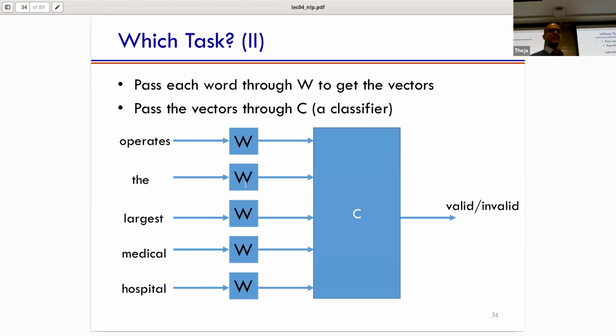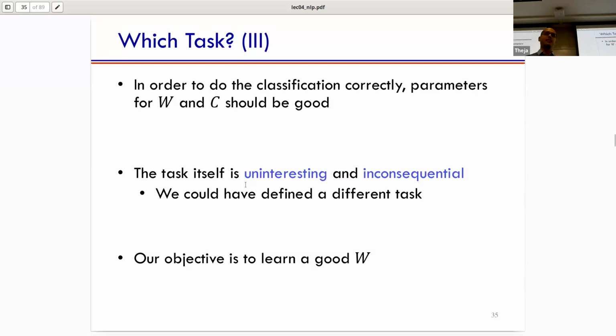That should reinforce some ideas from here to this, and that to this. Obviously, in order to do good classification, you will need to learn W and C well, and we'll look at a case study in a few minutes where we will learn W well through a model called word2vec, or the word2vec process to get embeddings. The task itself is uninteresting.